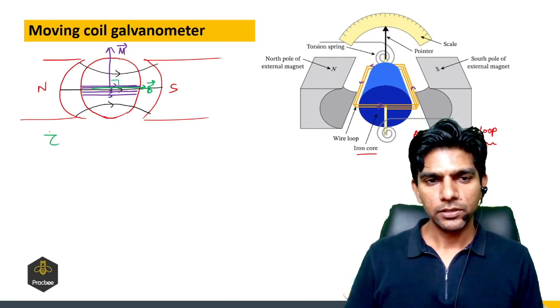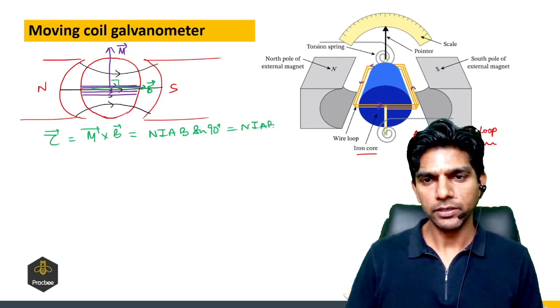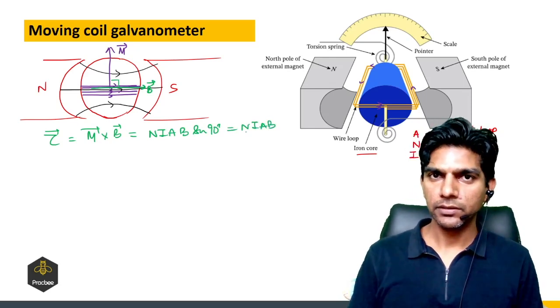So what is the torque? Torque will be M cross B, which comes out to be NIAB sin 90 degrees, which is nothing but NIAB. So that is the torque produced by the current in the coil.